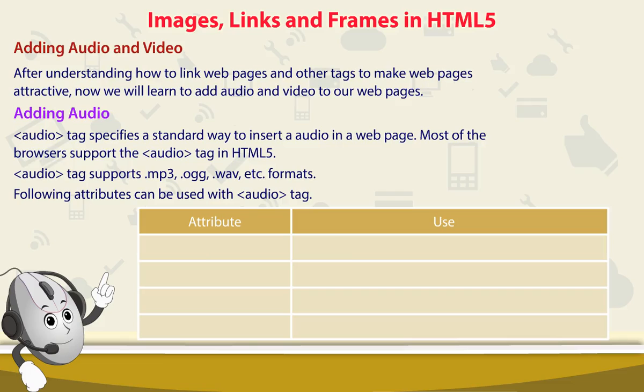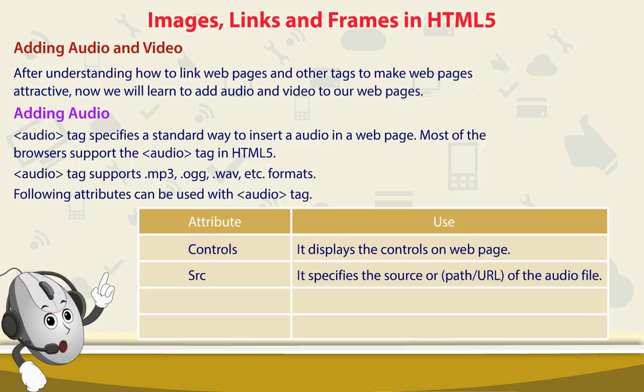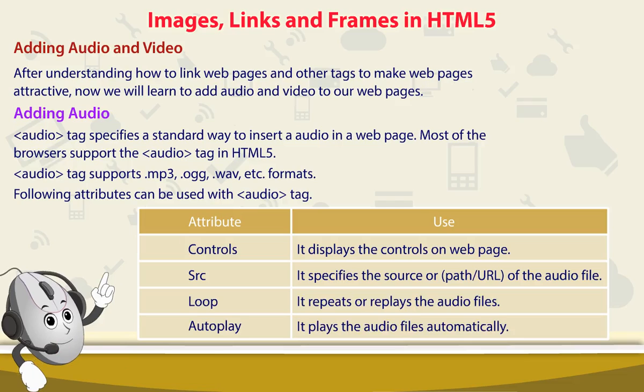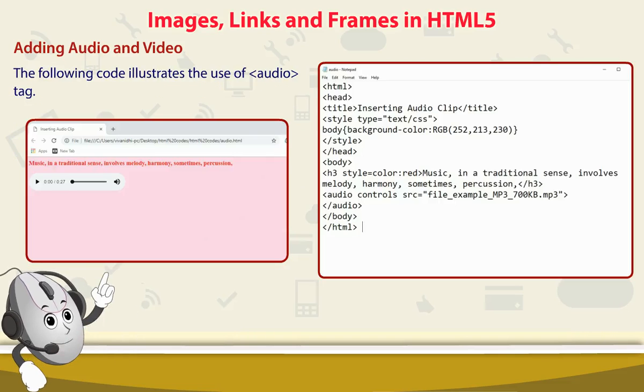Attribute use. Controls. It displays the controls on web page. src. It specifies the source or path or URL of the audio file. Loop. It repeats or replays the audio files. Autoplay. It plays the audio files automatically. The following code illustrates the use of audio tag.